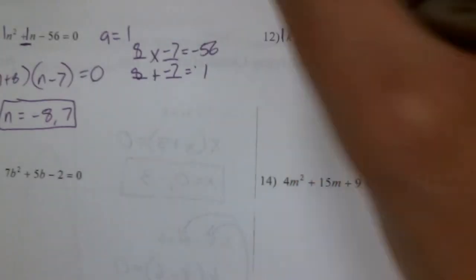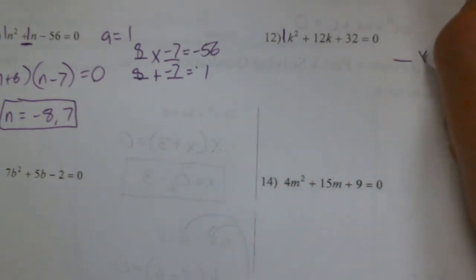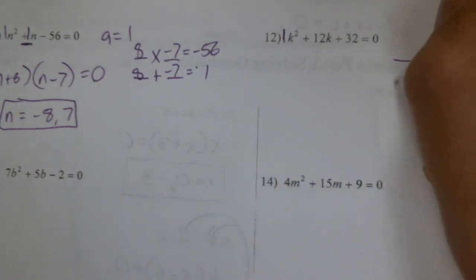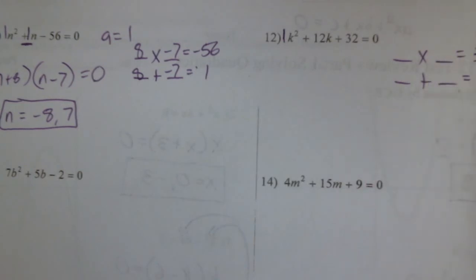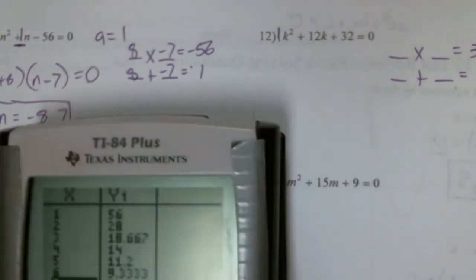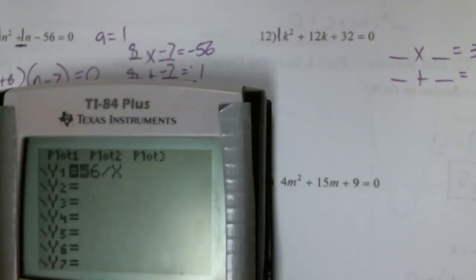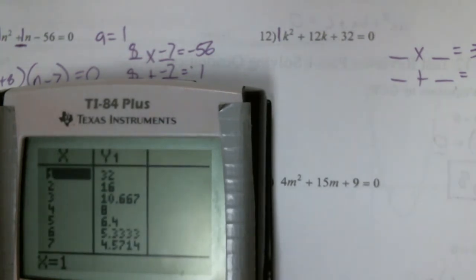Next, a is 1, that's good news. Are there any factors of 32 that add to 12? What times what gives me 32, and at the same time, what plus what gives me 12? Once again, we can use our factors if you can't do that in your head. Let's go y equals 32 divided by x, second table, and I'm looking for how I can get to a 12.